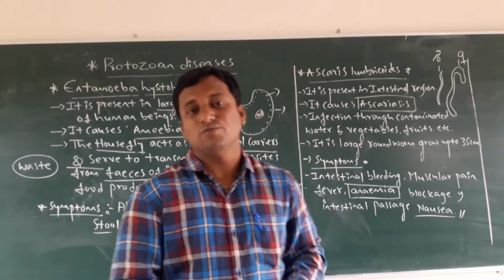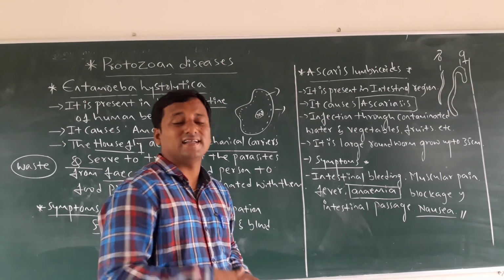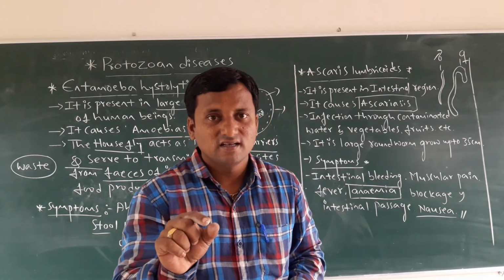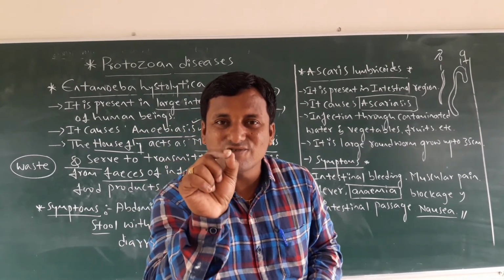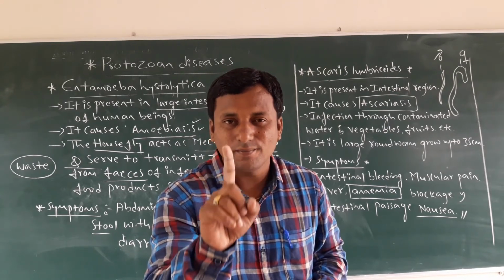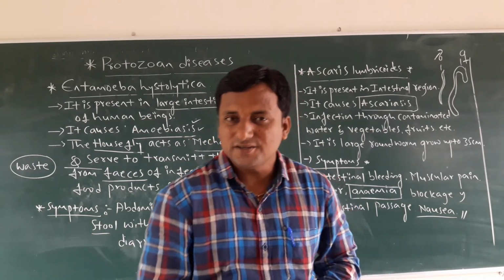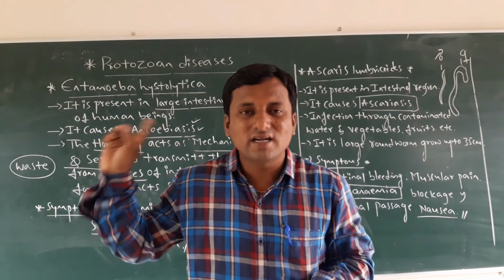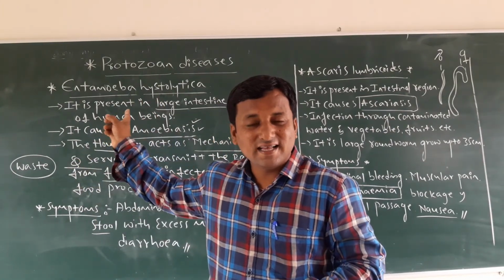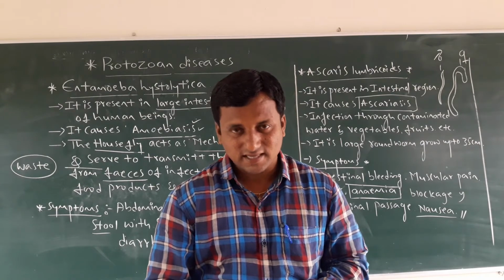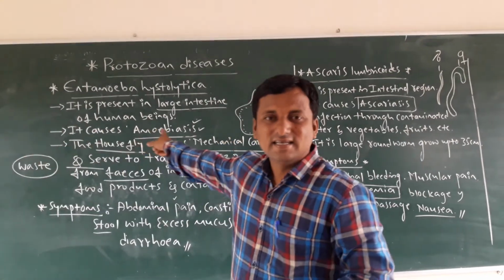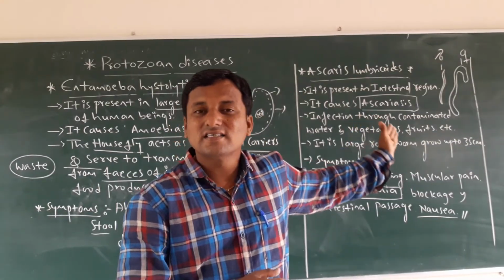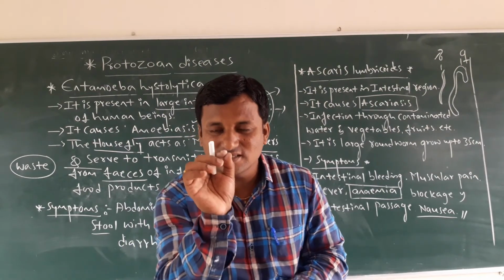So dear students, you must remember how these parasites enter, in what way they enter, where they are present, and if they enter, which type of disease we are going to get. Today's class we discussed two parasites. One is the protozoan parasite Entamoeba histolytica, which causes the disease amoebic dysentery or amoebiasis. And the second is Ascaris lumbricoides, which causes the disease ascariasis.